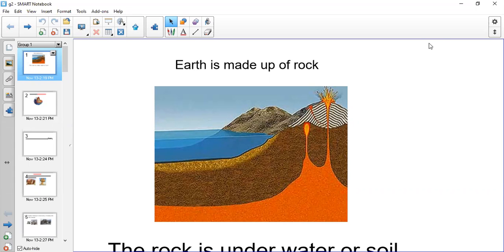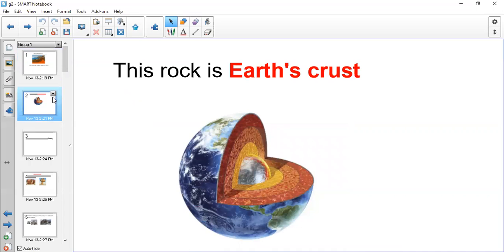Let's see what we should cover, or what did we say during the last session. We said that Earth is made up of rock, okay? The Earth that we live on is made up of rock. Where is this rock? We said that the rock is underwater or soil. What do we call this rock? We said this rock is called earth crust.